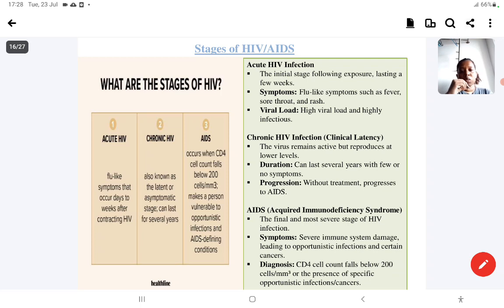So the last one will be AIDS, the final and most severe stage of HIV infection. So the symptoms will be immune system damage, leading to opportunistic infections and certain cancers. So the diagnostic is a CD4 cell count falling to around 200 cells or the presence of a specific opportunistic infection or cancer. Beside that there is also a picture that includes the stages: acute HIV, chronic HIV and AIDS.